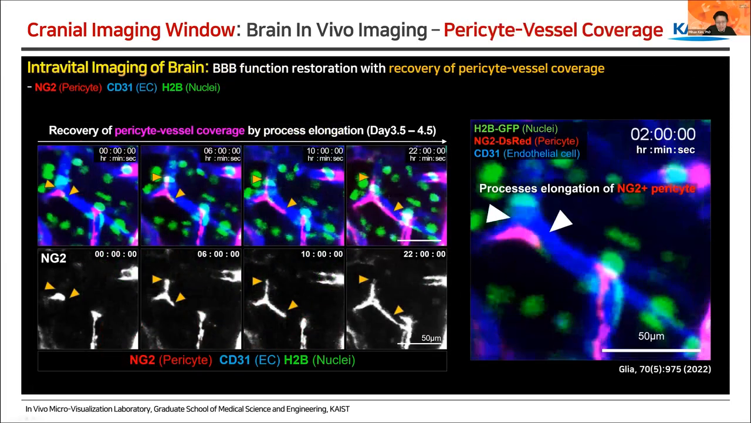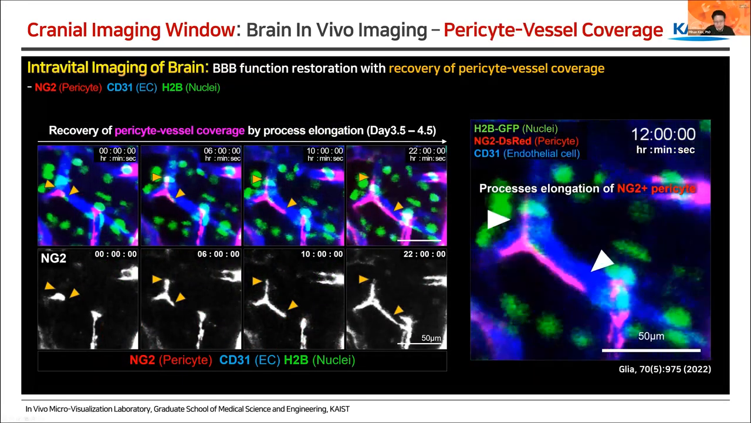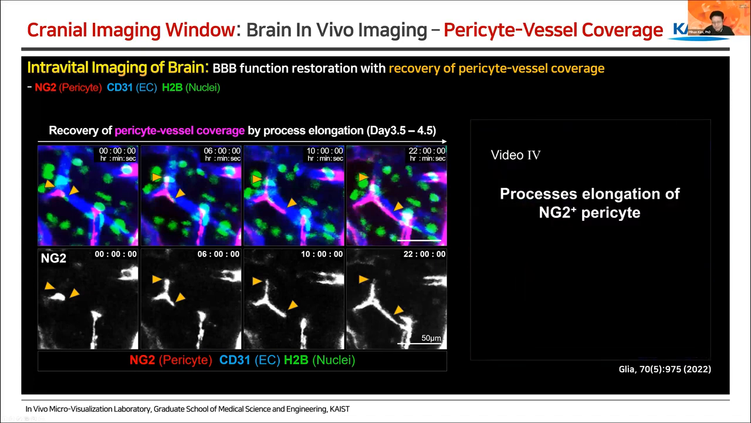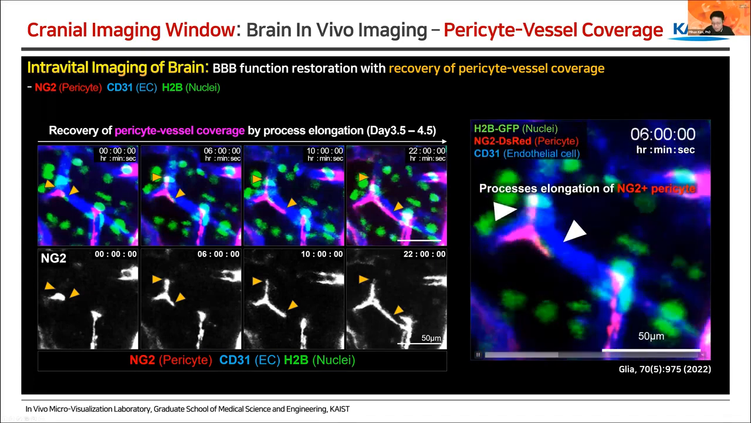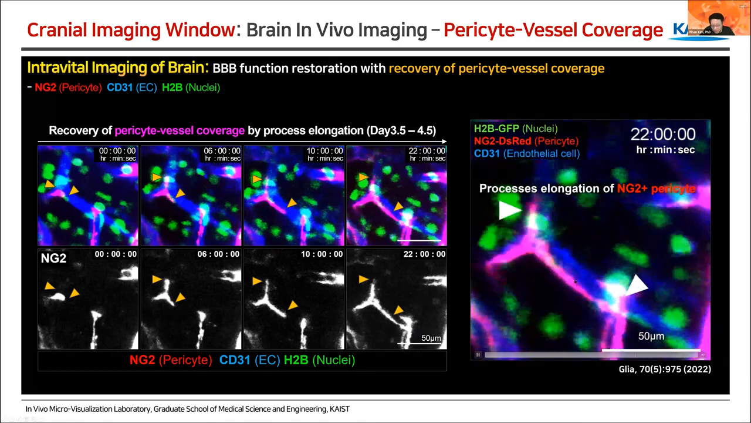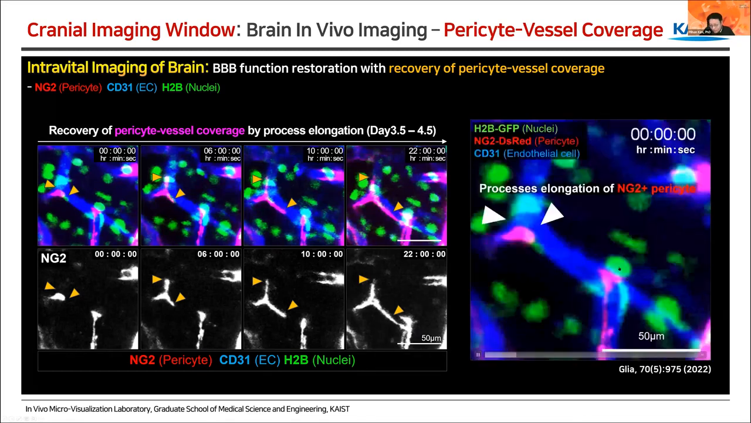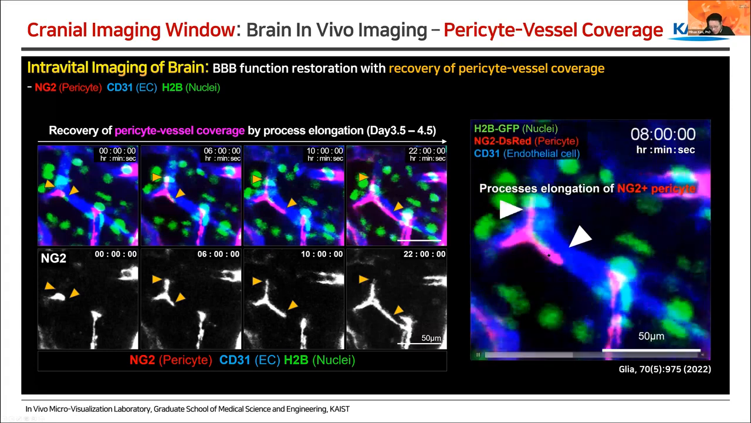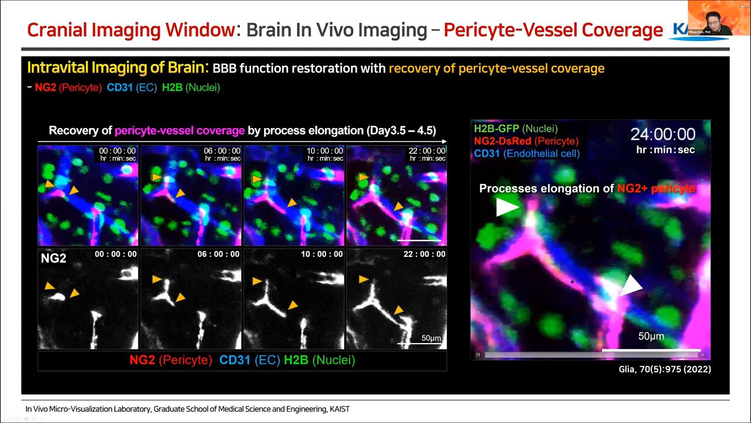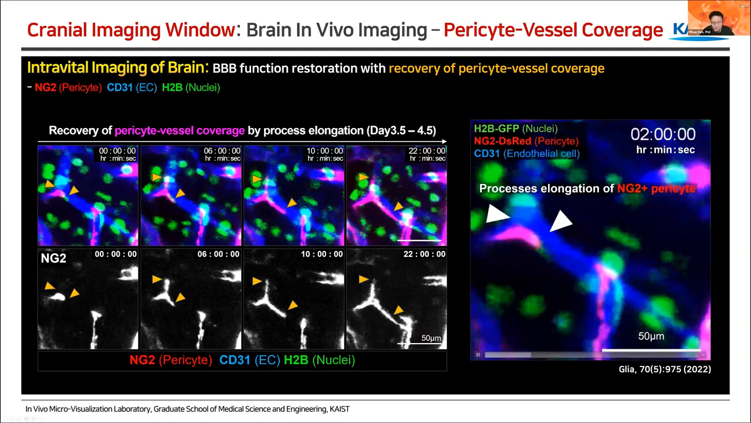And at this time period of day 3, we can see the recovery of the pericyte and vessel coverage. So this is a 24-hour movie. You can see this red color is the pericyte and blue color is the vessel. So you can see that the coverage of the pericyte over the vessel was recovered within this one day.